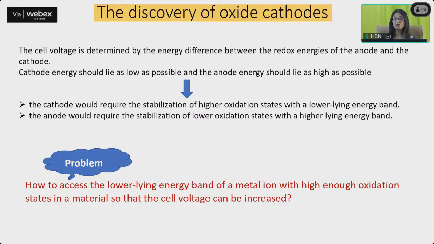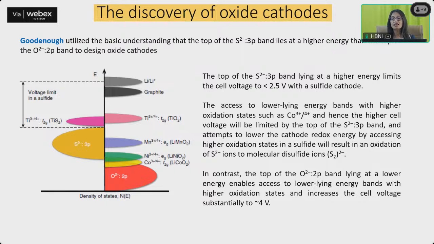When you look into the sulfide, that is a problem. But the moment you move into oxides, this becomes much easier. Professor Goodenough utilized this basic understanding that the top of the sulfide band lies at a higher energy than the top of the oxide band. So he used this concept to design the oxide cathodes. If you consider the top of the S2 minus 3p band, what happens to your cell voltage versus lithium ion? This voltage is limited to only this much, which is less than 2.5 volts.